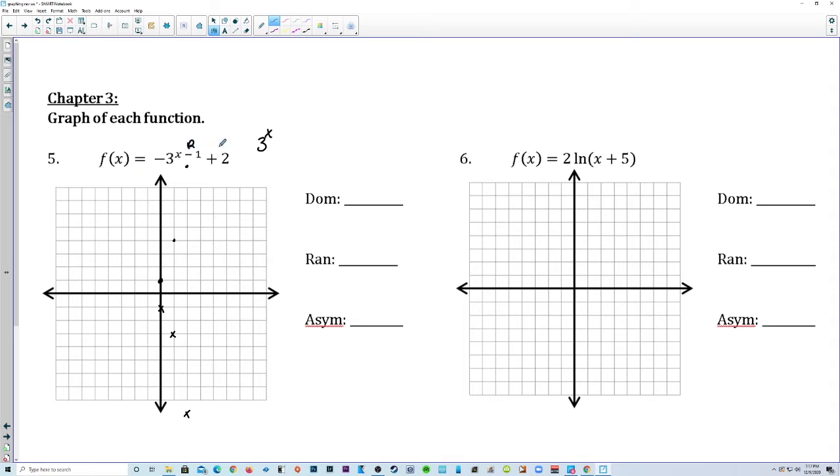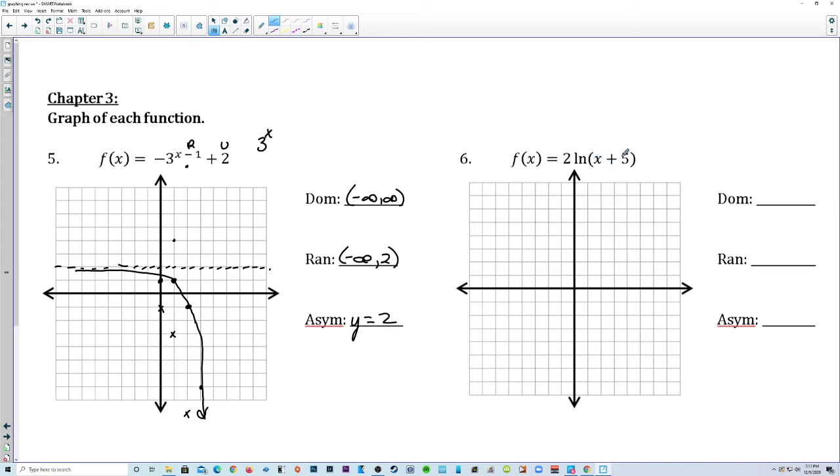Then right 1 and up 2. So right 1 and up 2. Right here. Right 1 and up 2. Right 1 and up 2. Well, that horizontal asymptote now has moved off of the x-axis. There's the asymptote. And we got this exponential curve right here. Should be a nice smooth curve. There we go. The domain is -infinity to infinity. The range is -infinity to 2. And the asymptote is up there at y equals 2.